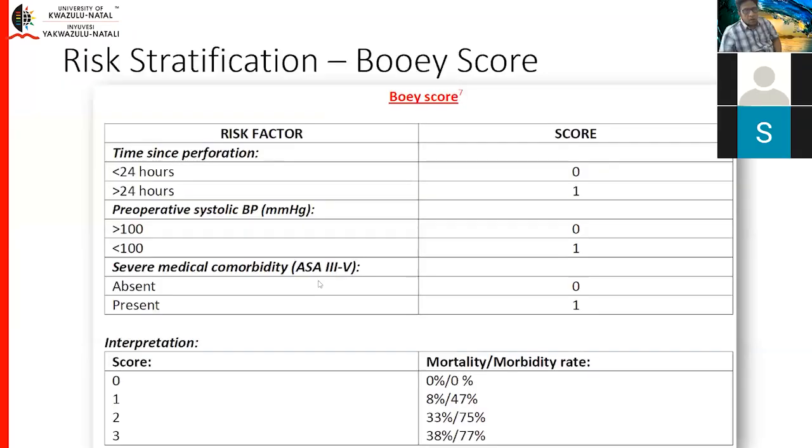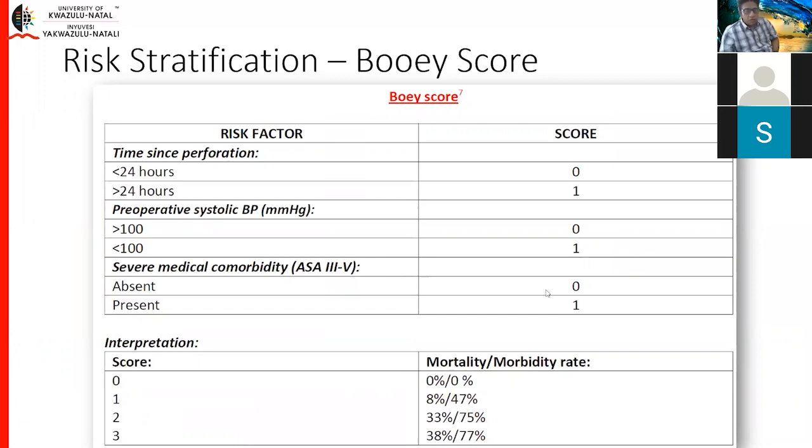Okay, then in terms of operative intervention, it's important to risk stratify the patient. And there's a scoring system called the Boey score, which looks at three parameters, basically time since perforation, and that's divided into less than or more than 24 hours, preoperative systolic blood pressure, more than or less than 100, and severe medical comorbidities as per the American Society of Anesthesiologists, level 3 to 5, right? And either those may be absent or present. And the score, taking each one of those factors, if all three are present, then the patient has a mortality as high as 38% and a morbidity of 77%, right?